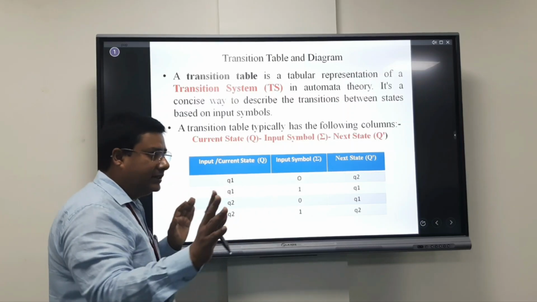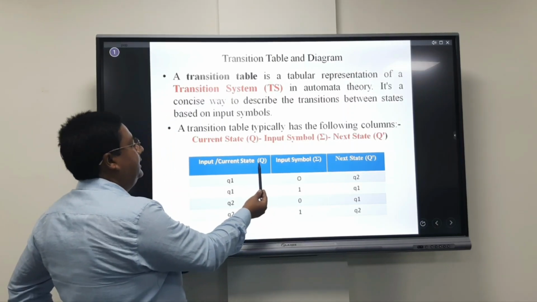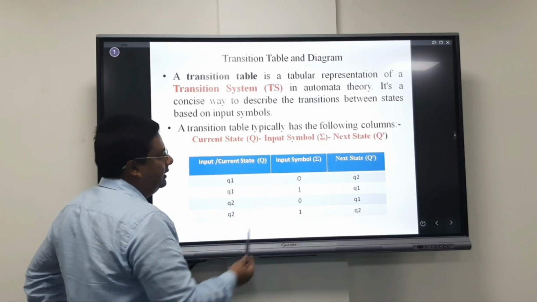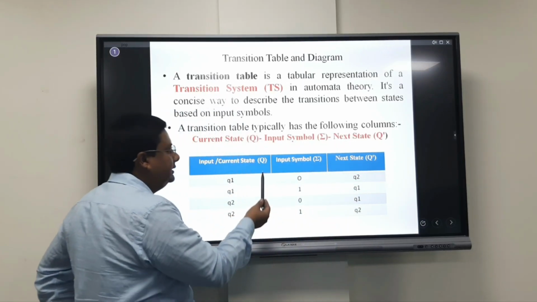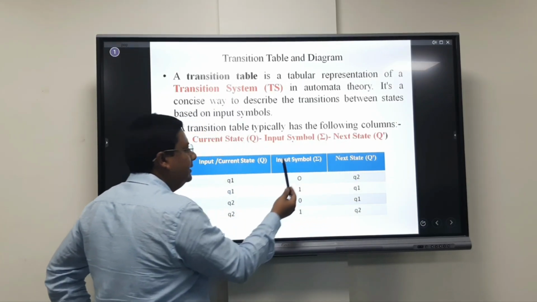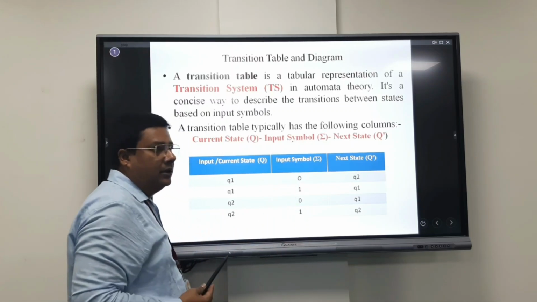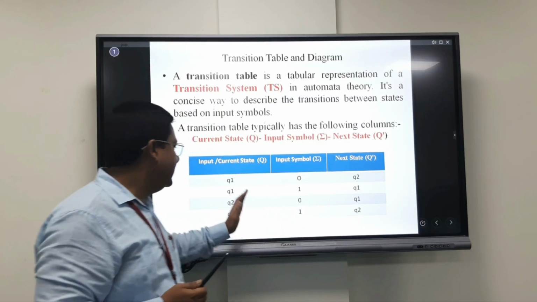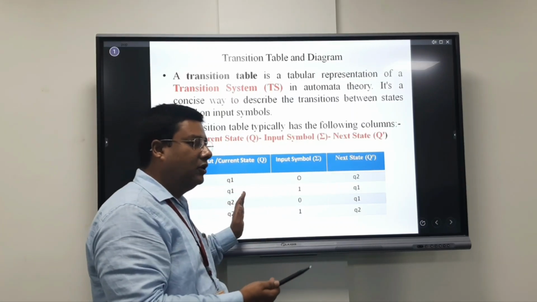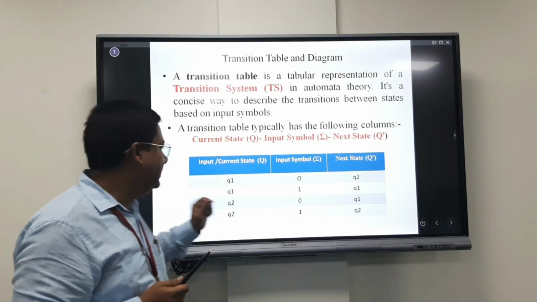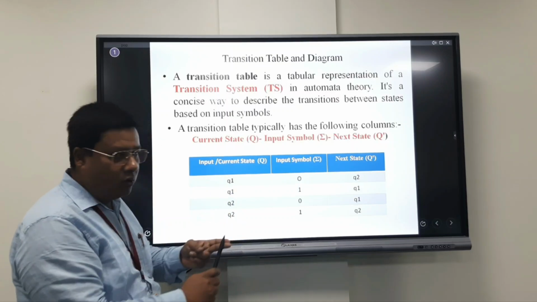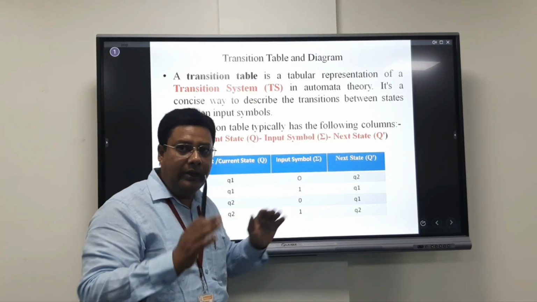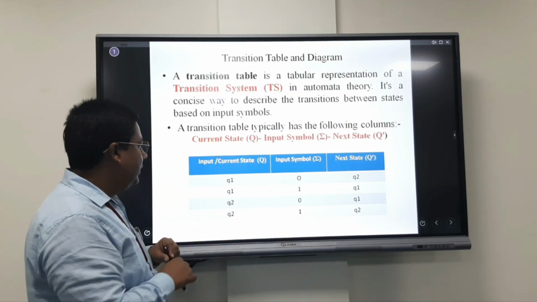The table contains 3 columns. This is the current state, and the last is the next state, represented by Q and Q dash. This is the input symbol, given in the language. The states we either have to design or they are already given. Suppose here there are 2 states, Q1 and Q2, and the inputs are 0 and 1. These are the two inputs. So what is happening here?